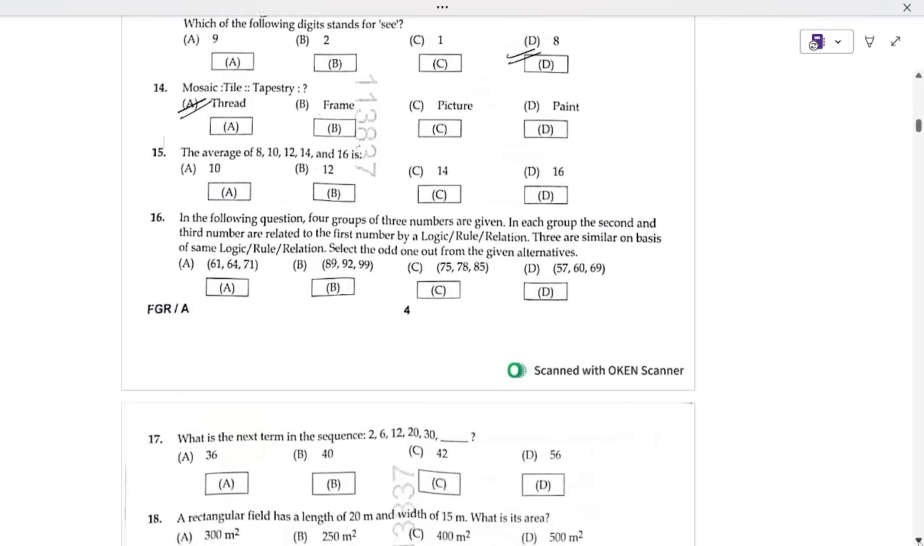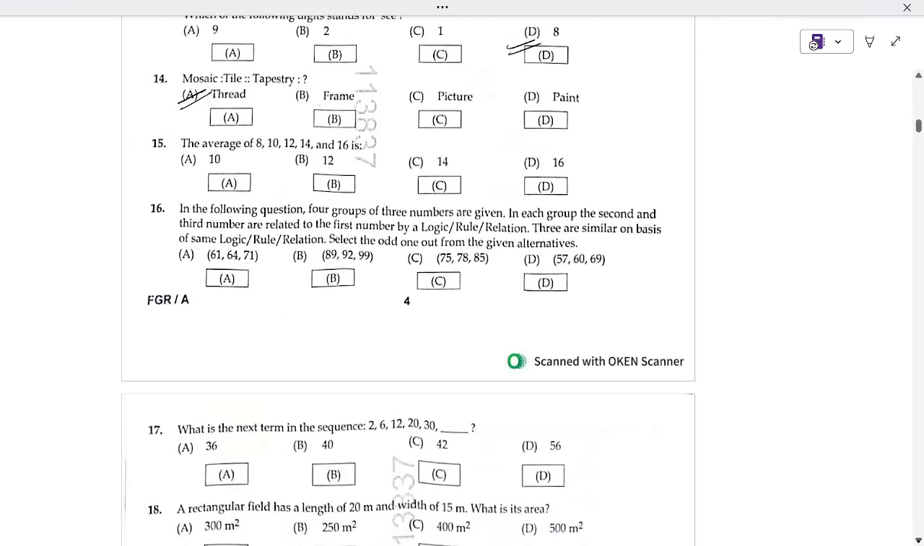This is from quants, the average topic. Here is one shortest smart approach for average. First check the difference: 2 and 10, 8 and 10, the majority is a difference of 2. 10 and 12, the majority is 2. So the difference between all the numbers is 2. In that case, the middle part is 12. So we can find the answer, right?